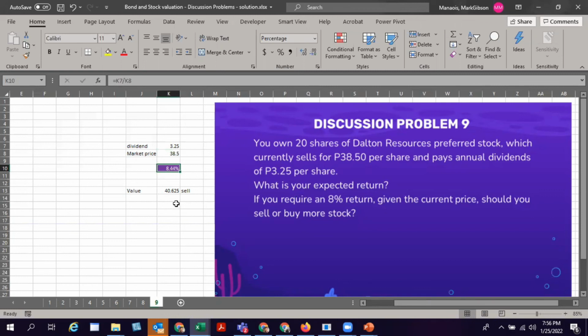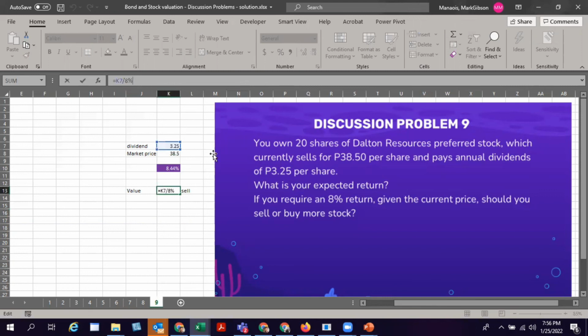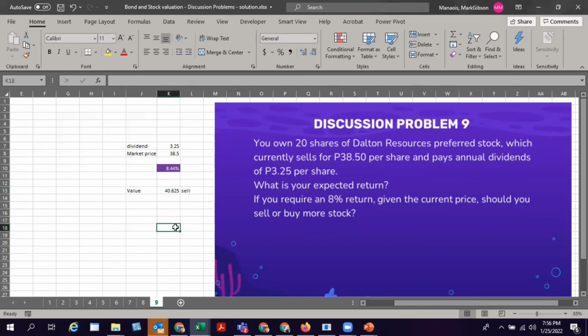So that would be 3.25 over 38.5, where 38.5 is the market price. So the required rate of return would be 8.44%. Next, if you require an 8% return given the current price, should you sell or buy more? The formula is 3.25, back to our formula earlier, over 8%. But this time, 8% is our required rate of return. So should we buy or sell? The value would be 40.6625. So we should sell. Why? Because we can gain from selling it. The current market price is 38.5 and yet the value of our stock would be 40.625.